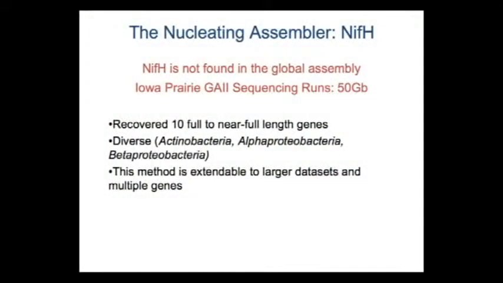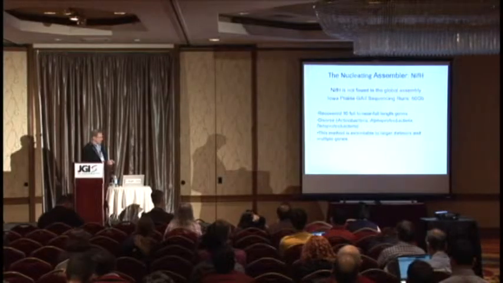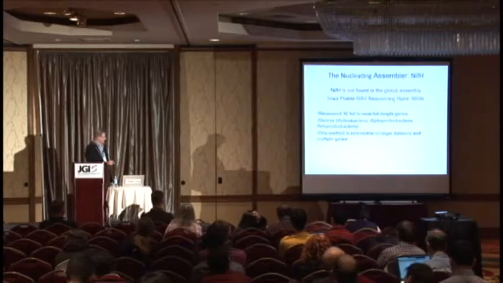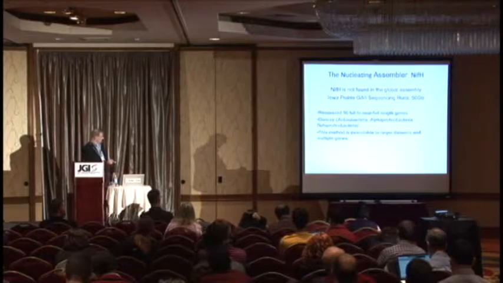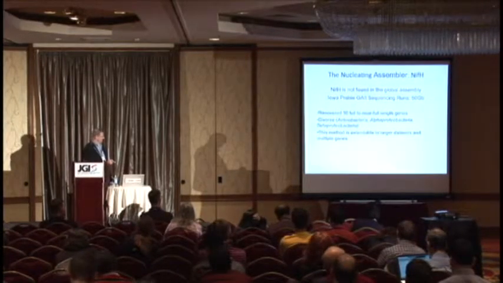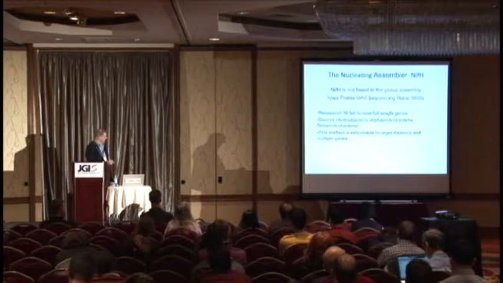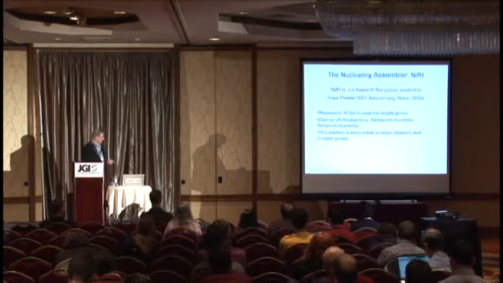So that nifH was not found in the global assembly that she did previously on the 50 gigabases, not the one that I talked about from the partitioning approach, but this was one that was done previously. We covered 10 full to nearly full-length genes, and they were from actinobacteria, alpha proteobacteria, and beta proteobacteria, where you might expect these organisms to be found. And from what we found before, the alpha proteobacteria were particularly dominant in these environments and have nifH genes. So the method is extendable to larger data sets and multiple genes.